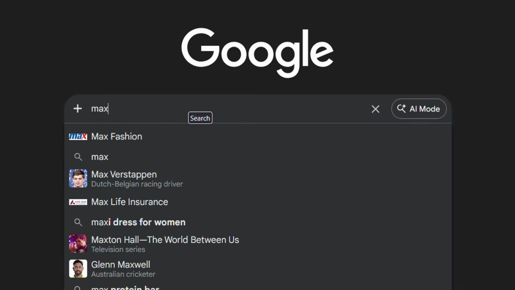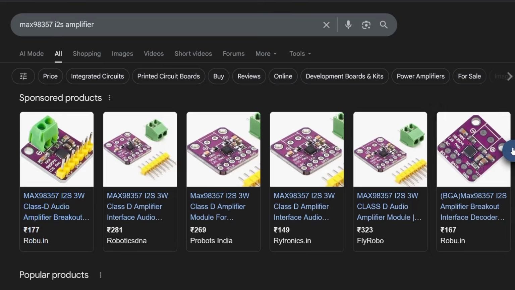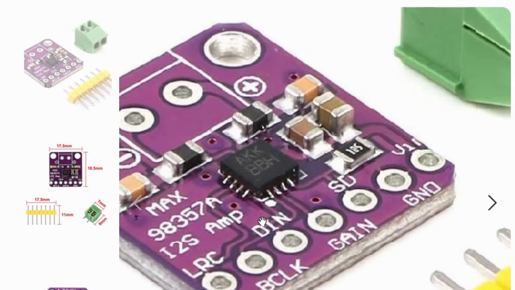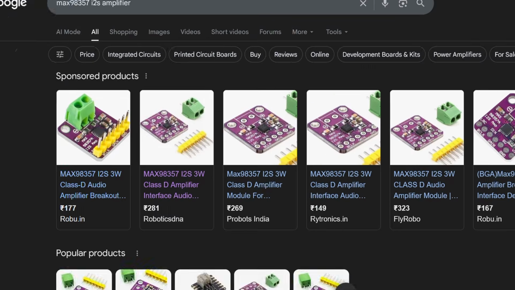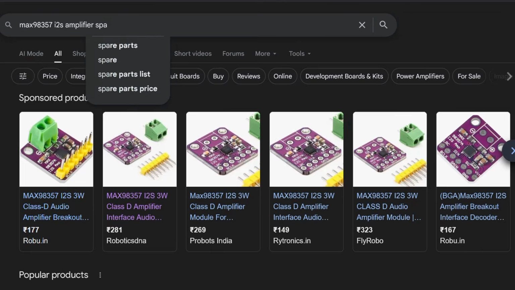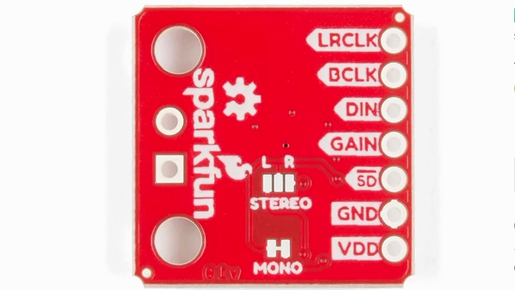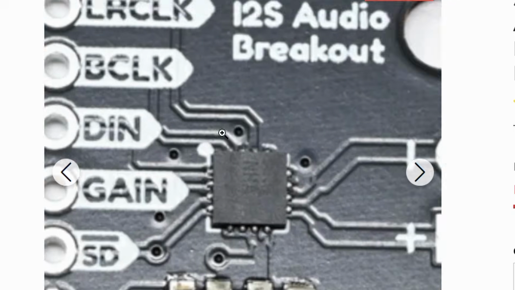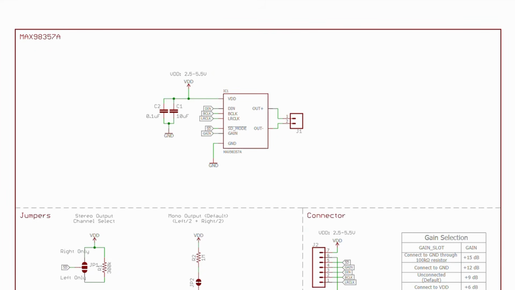If you search online, you will find the most popular version is the Adafruit module, and of course, its cheaper clones. The schematic looks something like this. Then there's another common design, the SparkFun module and its clones. And here the schematic is slightly different.